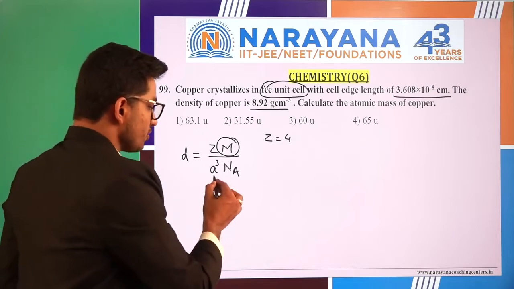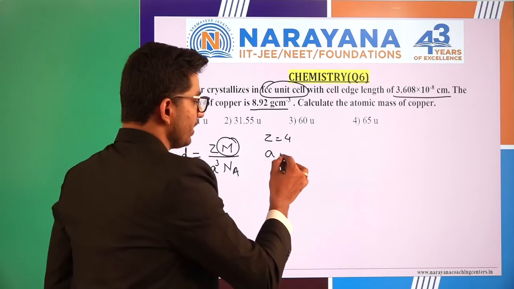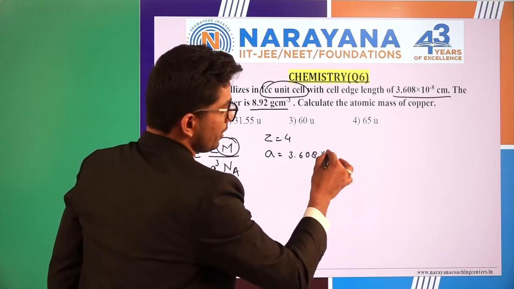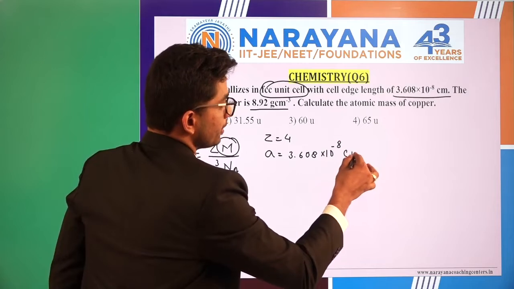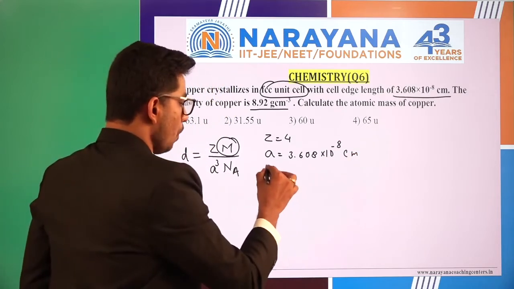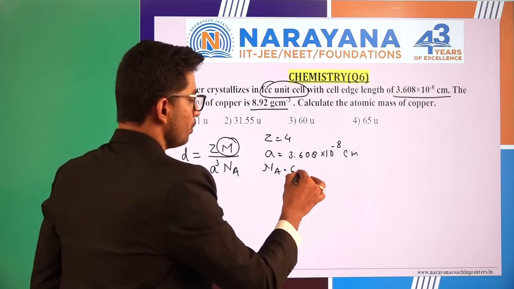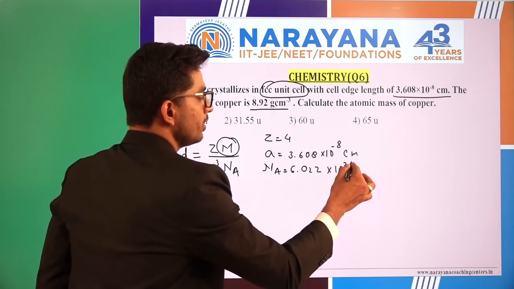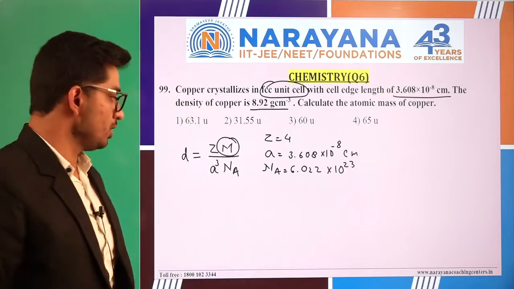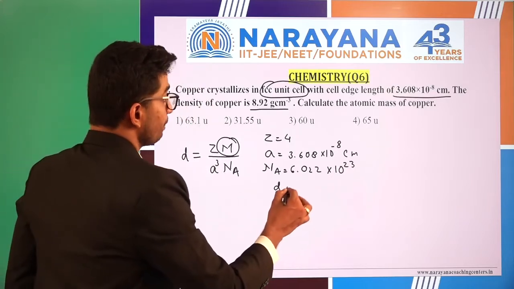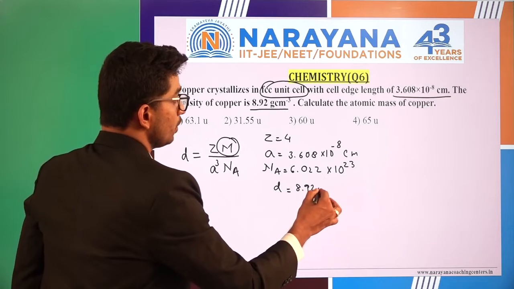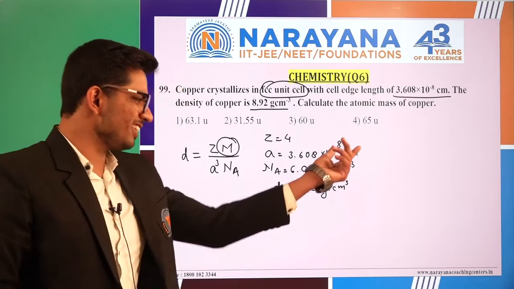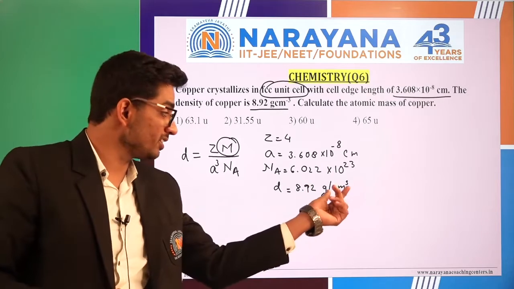A is the edge length, and here A is given directly, that is 3.608 into 10 to the power minus 8 centimeter. And the Avogadro number you all know is 6.022 into 10 to the power 23. That is the Avogadro number. Density here given is 8.92 gram per centimeter cube. So here the edge length is in centimeter and density also uses the centimeter term.